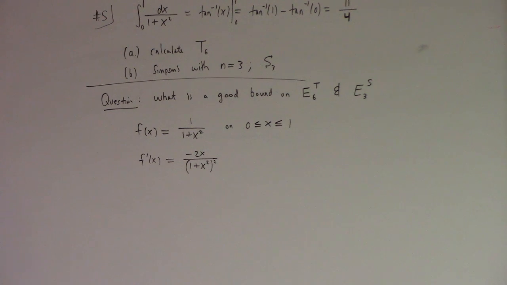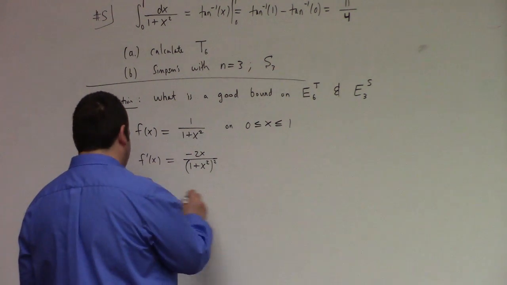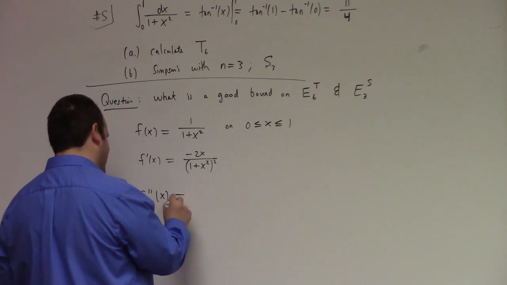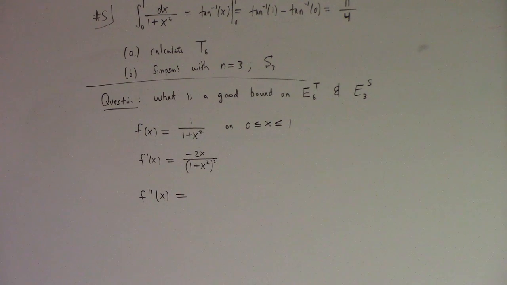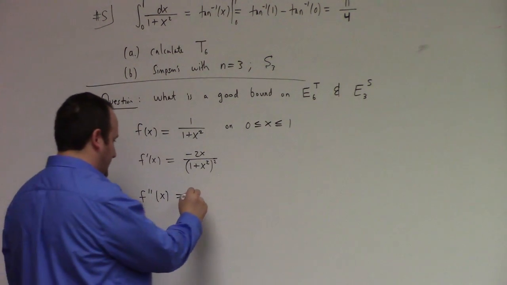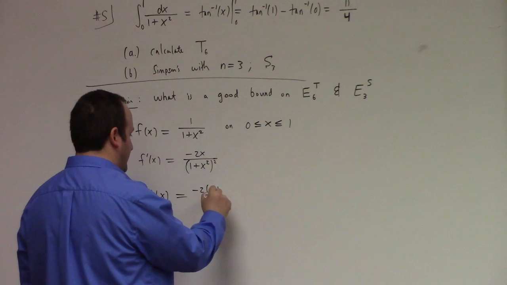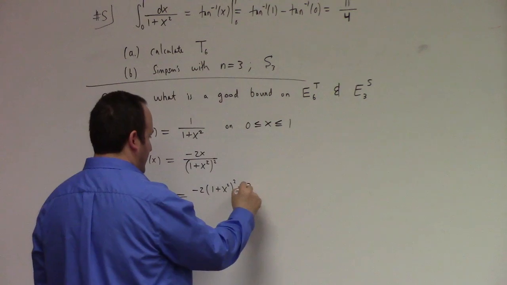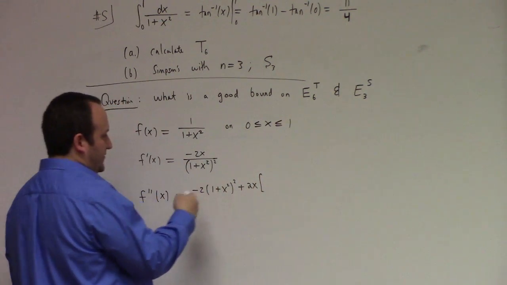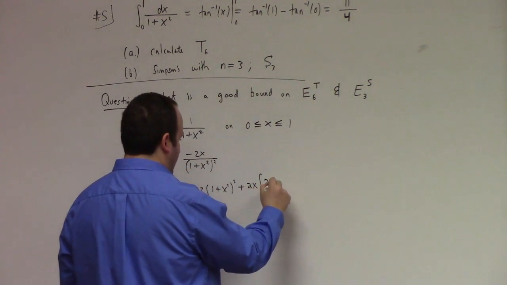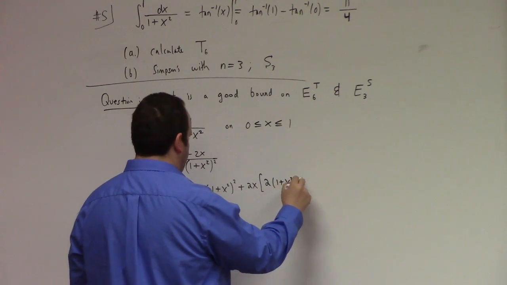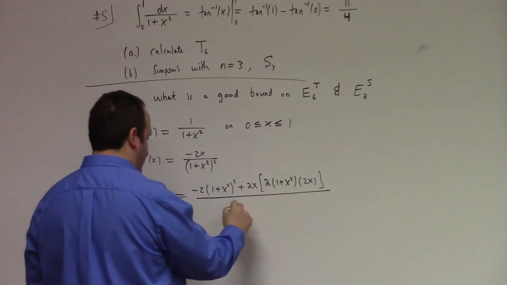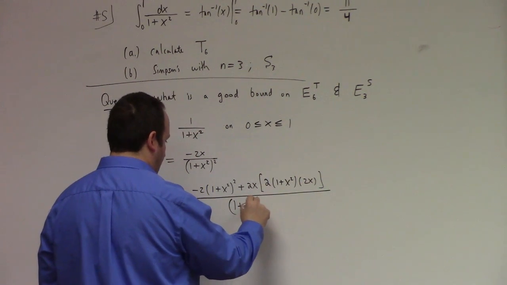So the second derivative, f prime prime of x, is what? All right, let's do it. So minus 2 times what? Times 1 plus x squared squared plus 2x. Minus minus gives me a plus. And then twice times 1 plus x squared times 2x from the chain rule. All divided by, of course, 1 plus x squared to the fourth power.